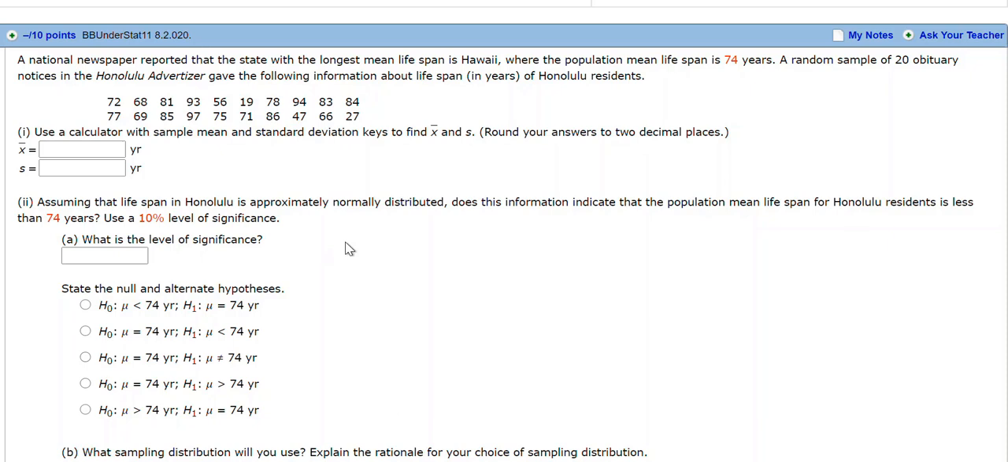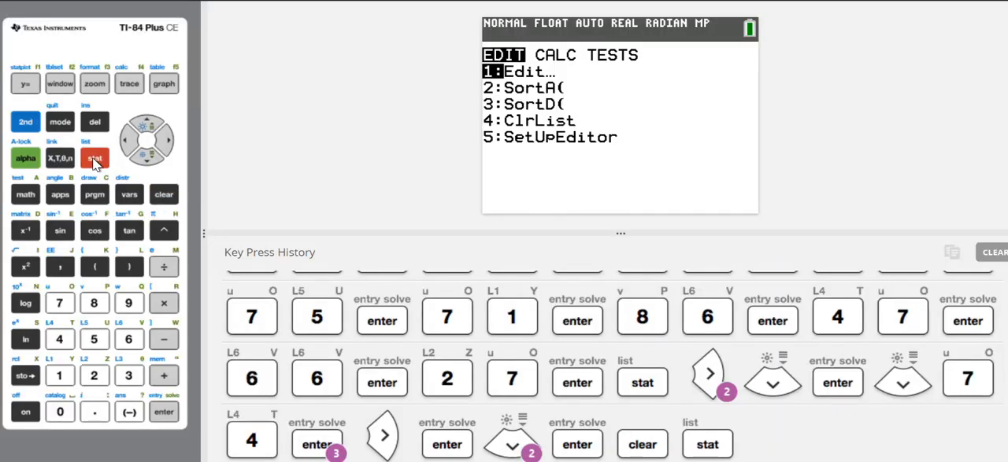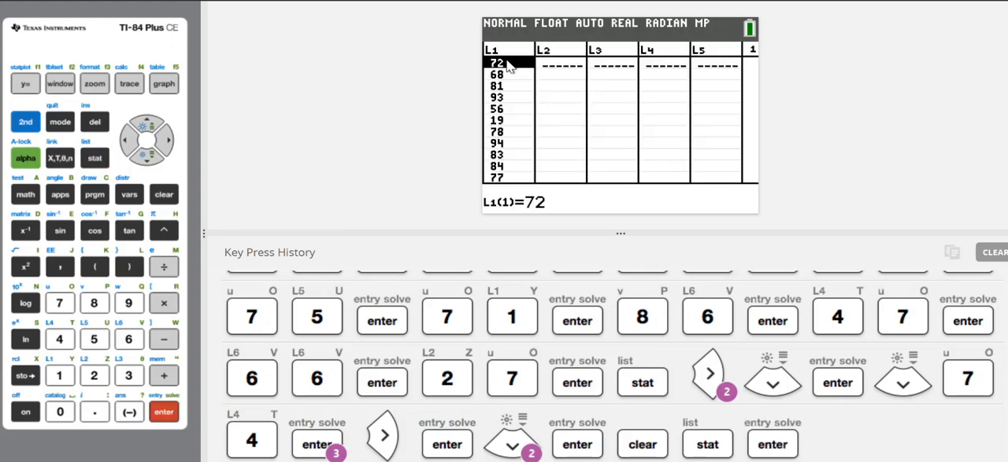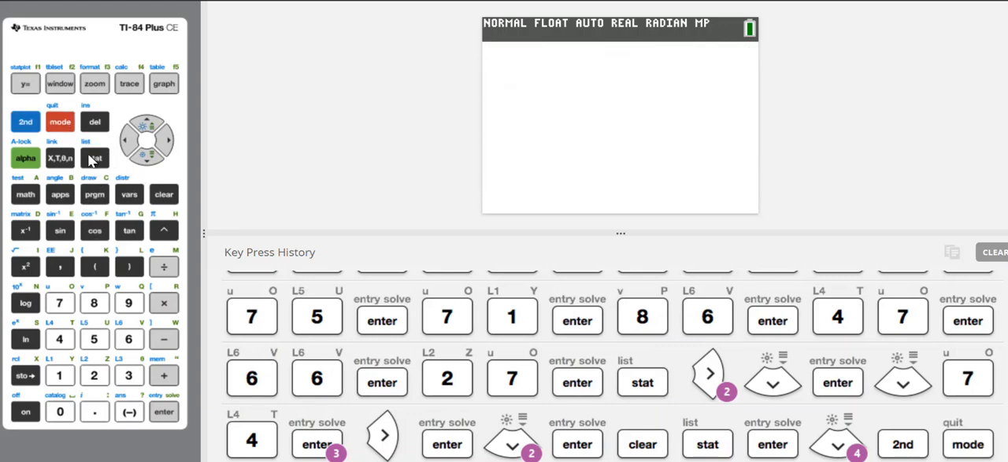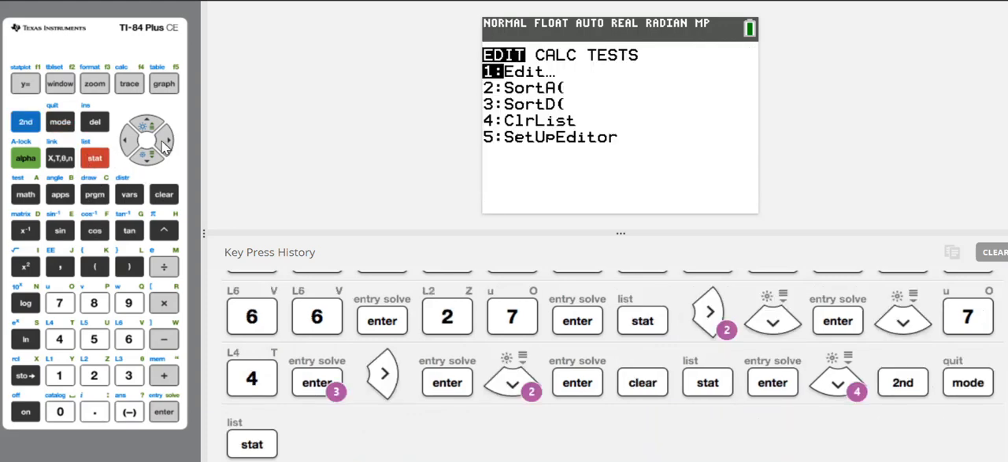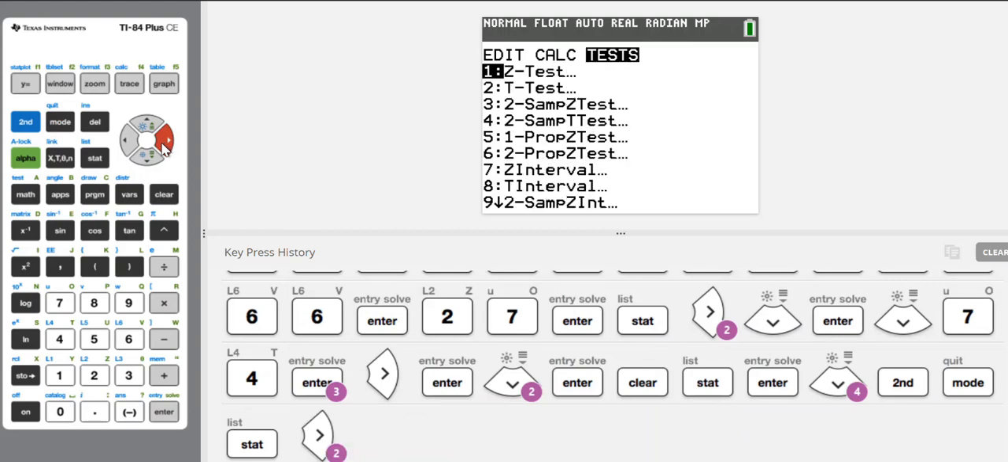Let's start this problem from the beginning with part 1, using my calculator. In my TI-84, I went to the Stats menu and then Edit, and I entered the data from the obituaries, the age at death for each of those values. Then I went back to the home screen, to the statistics menu and over to Test, and I want a t-test.